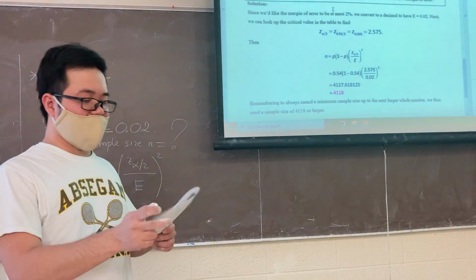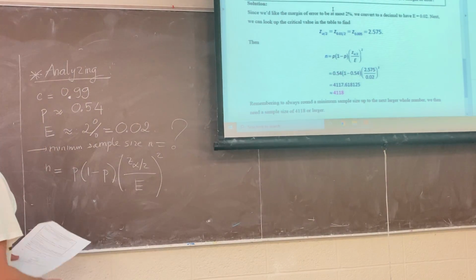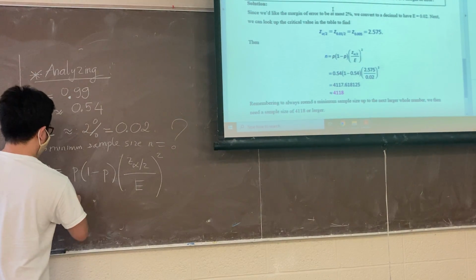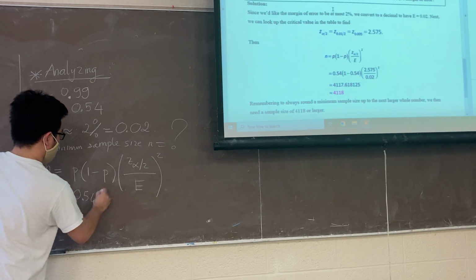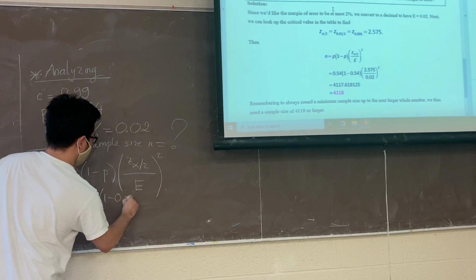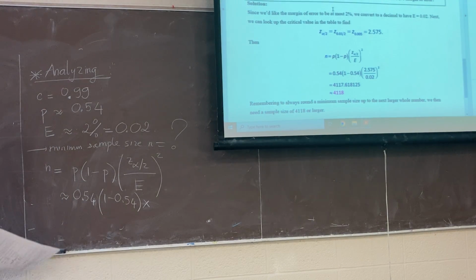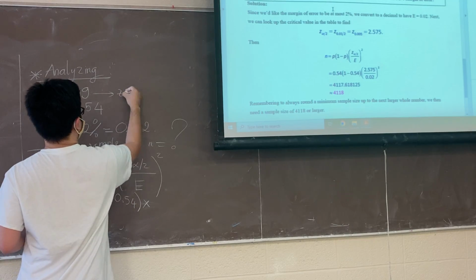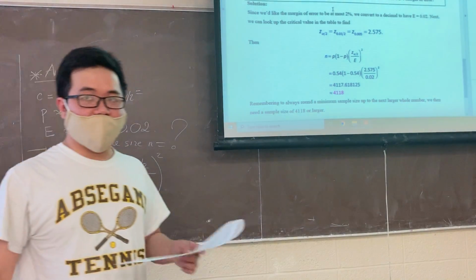That is the formula for this. And now you see that p here is 0.54, so you relate this. So 1 minus 0.54 times. Okay, so now they give you C here as 0.99. So could you tell me what is the critical value for this? What is the critical value for this?